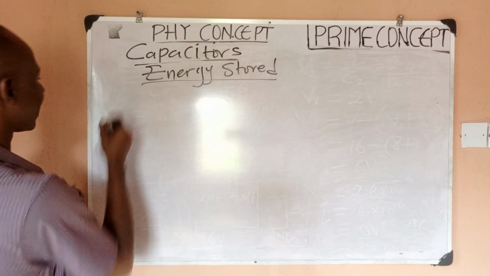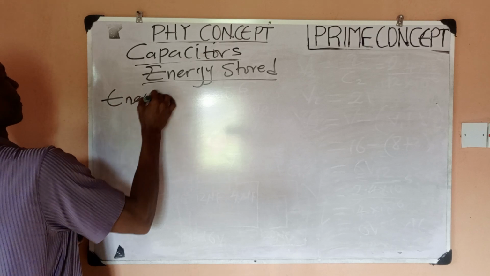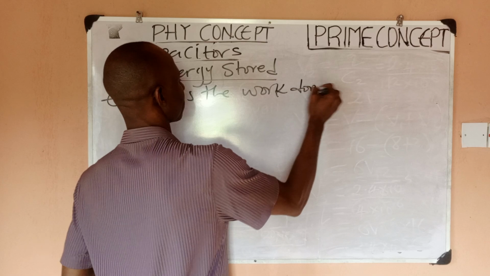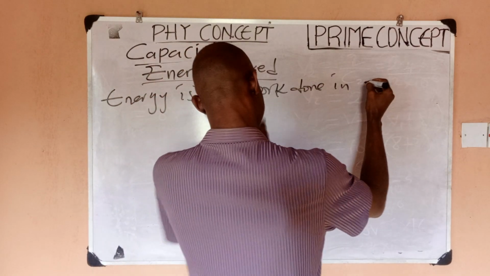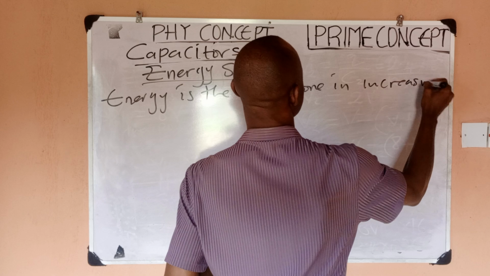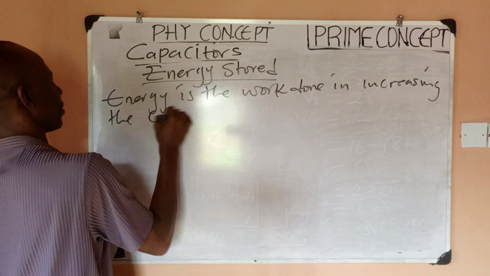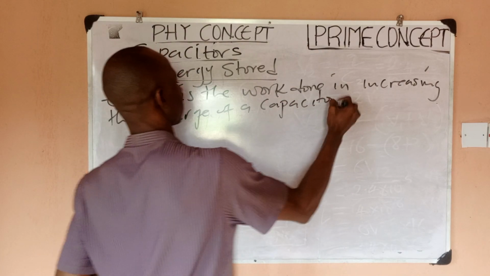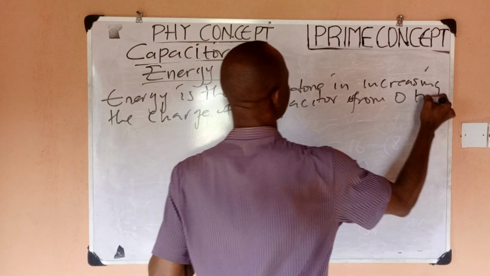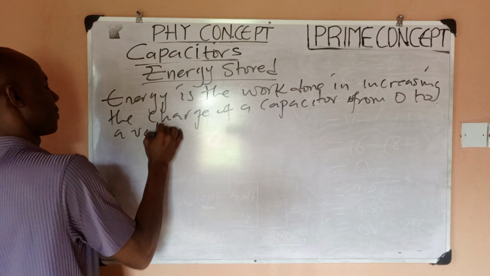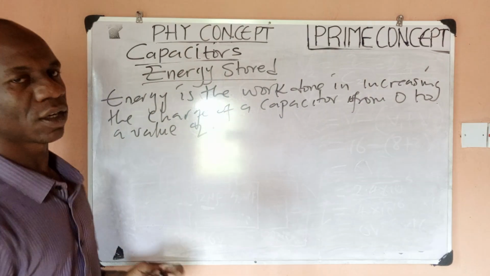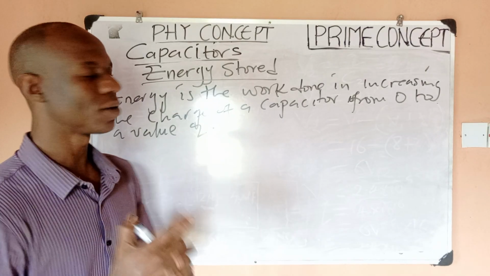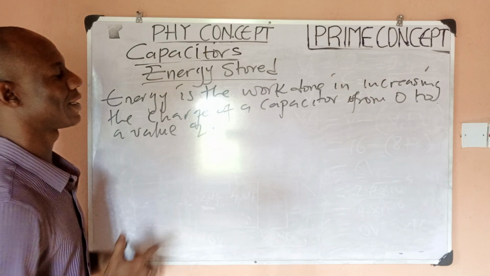Now, energy is the work done in increasing the charge on a capacitor from 0 to a value Q. So the work done in increasing the charge on a capacitor plate from 0 to a value Q is what we call the work done, or the energy stored in that capacitor.